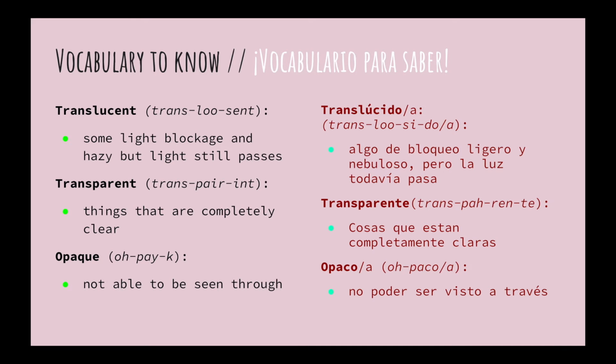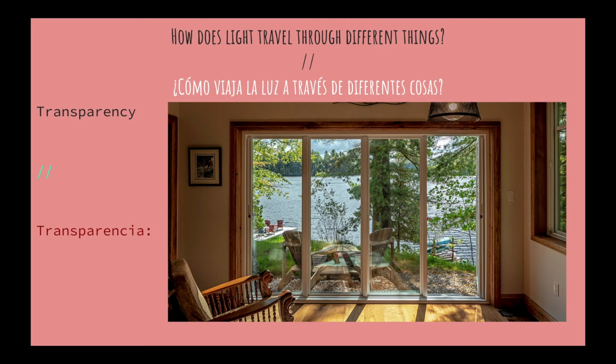Now that we know who our Scientist of the Week is, let's get into some vocabulary. Our three vocabulary words for the week are translucent, transparent, and opaque. When something is translucent, it means that there is some light blockage and it may look hazy, but light can still pass. When something is transparent, it means that it's completely clear. The opposite of that is opaque, when you're not able to see through it at all. When something is opaque, that means no light can pass through it. So let's look at some examples.